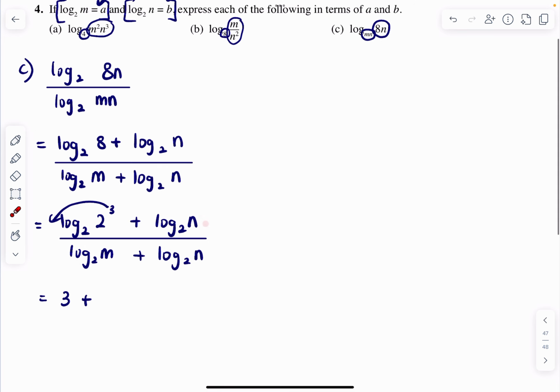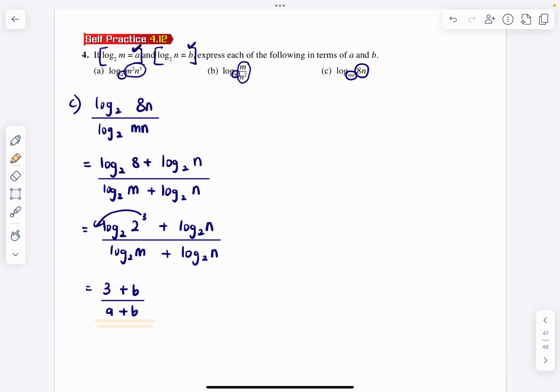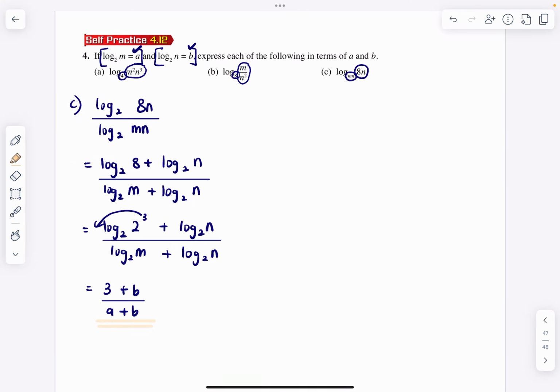Log 2n is B. Log 2m is A. And this is B again. So this will be our final answer. That's it.